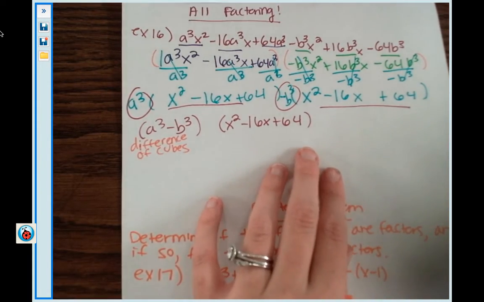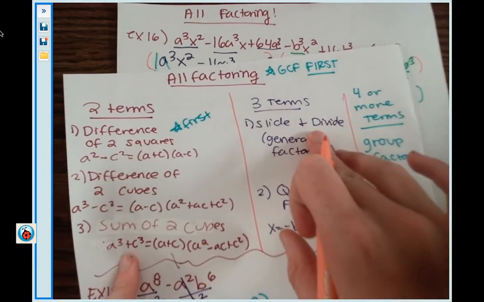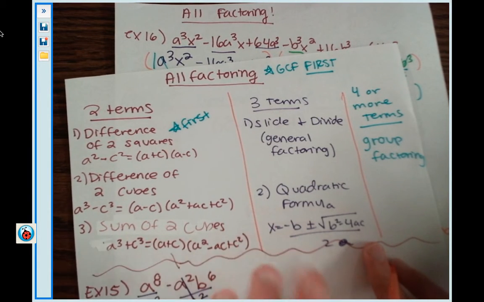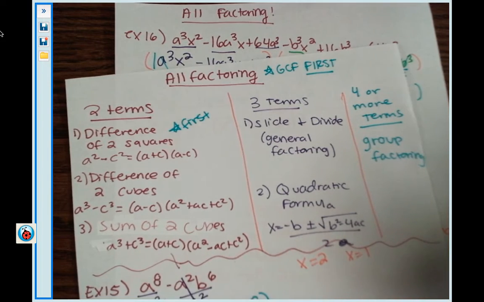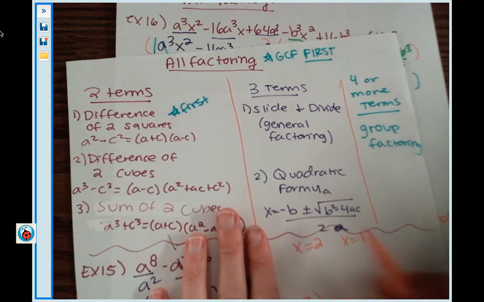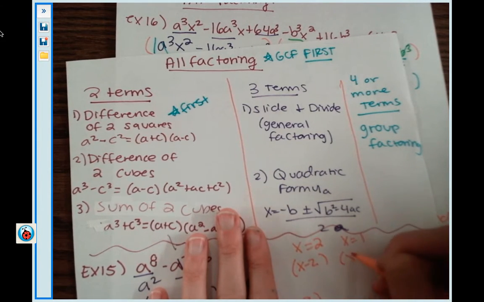All right, now this one has 3 terms. So for 3 terms, my options are slide and divide or the quadratic formula, which be careful, you guys, if you use the quadratic formula, these give you the x values. So like if you do the quadratic formula and get like x equals 2, x equals 1, okay, these are zeros. We need to get these into factored form. So the way we get these in factored form, if you do the quadratic formula, you need to move them to the other side because this should equal 0. So like the factors would be x minus 2 and x minus 1.